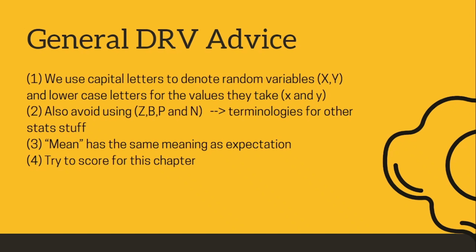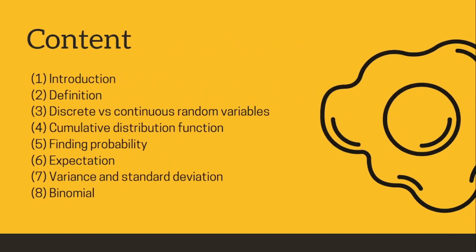When we are making our random variables, we can give them any letter we want. But we try to avoid using certain letters like Z, B, P, and N because these are terminologies for other things, and you'll learn them later. We'll also be learning about expectation as well as variance. Expectation can mean the same thing as mean. Try to score for this chapter because usually it's quite routine, so you can score a lot of marks for this chapter.